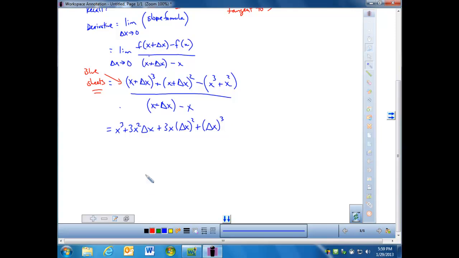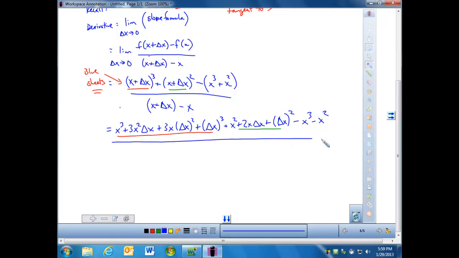I'm going to underline those just to give you an idea of what goes with what. Now I have to expand the other part of it. I'm going to FOIL that out and get x squared plus 2x delta x plus delta x squared. That's the full expansion of when I plug x plus delta x into the function. Now I'm going to run that negative sign through on the second part. Man, there's a lot of terms in this problem. But before you freak out, understand that a lot of that's going to cancel.